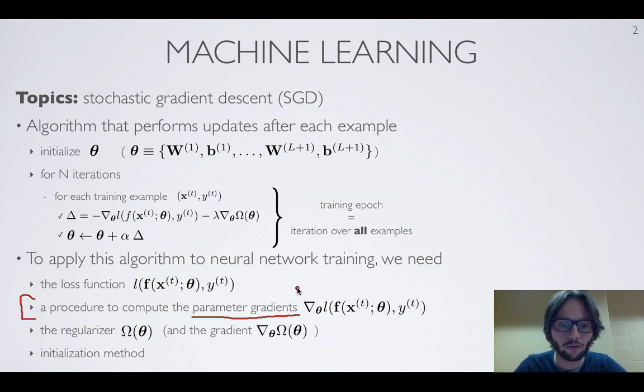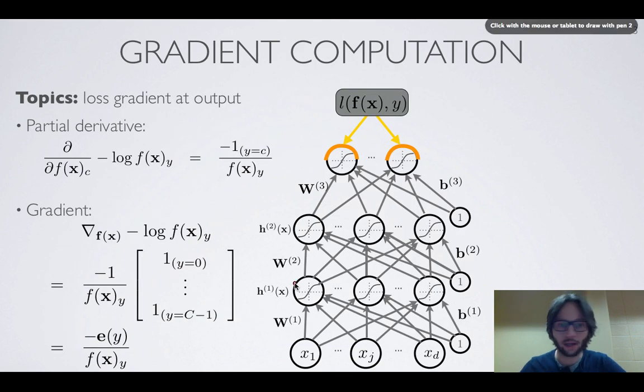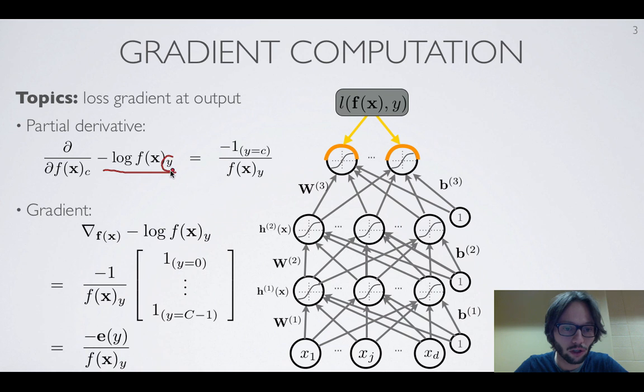In this video, we'll first look at deriving the gradients of the loss function at the output of the neural network. We'll compute the partial derivatives, and then combine the partial derivatives with respect to all output units into a vector form, so as to get an actual gradient. This is our loss function here, the negative log likelihood for the true target y. Now we're interested in the partial derivative with respect to the cth output.